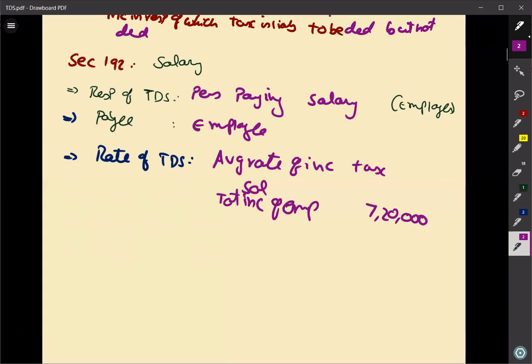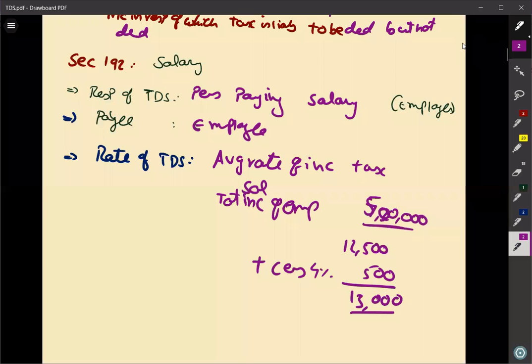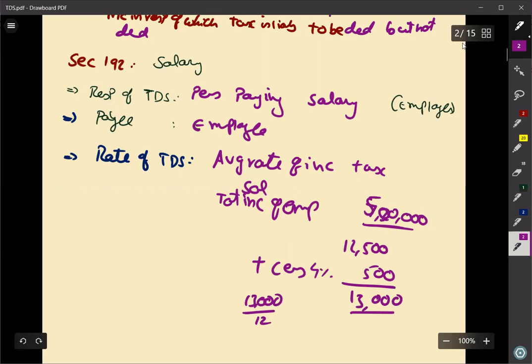Let us make the calculation simple. Total income is 5 lakhs. The employer will compute tax on this 5 lakhs. The tax is 12,500. To this we need to add a component of cess, so the total tax is going to be 13,000 in a year. The employer will divide this 13,000 by 12, so that every month he can recover that amount as tax. This is what is called the average rate of tax. So 13,000 divided by 12.